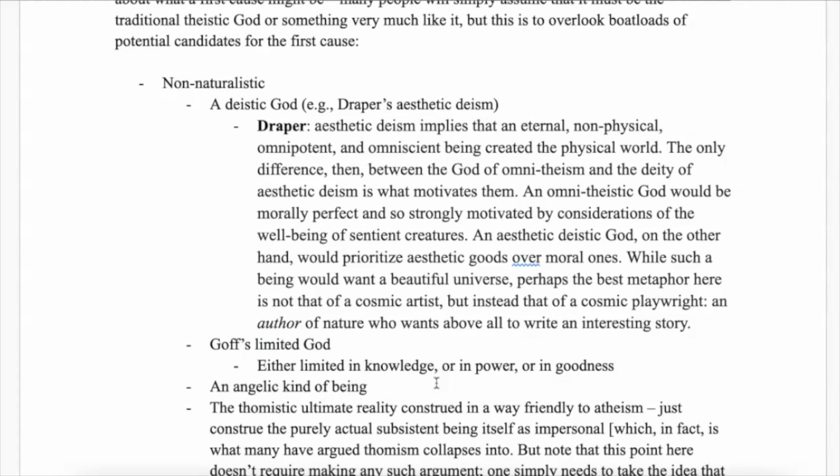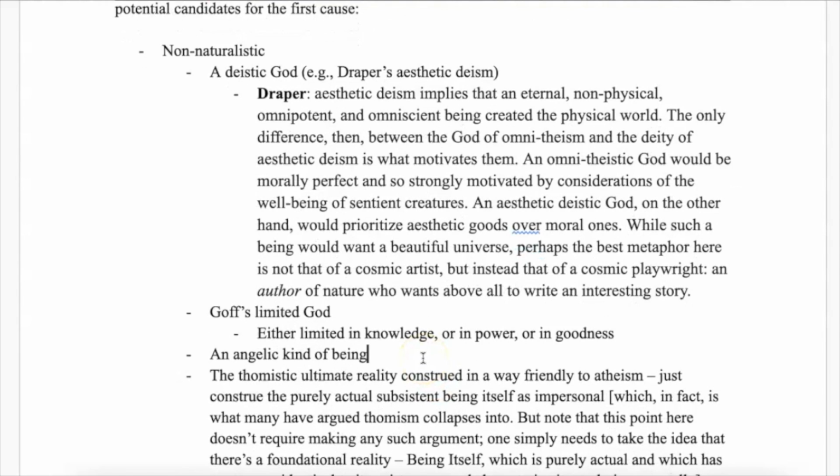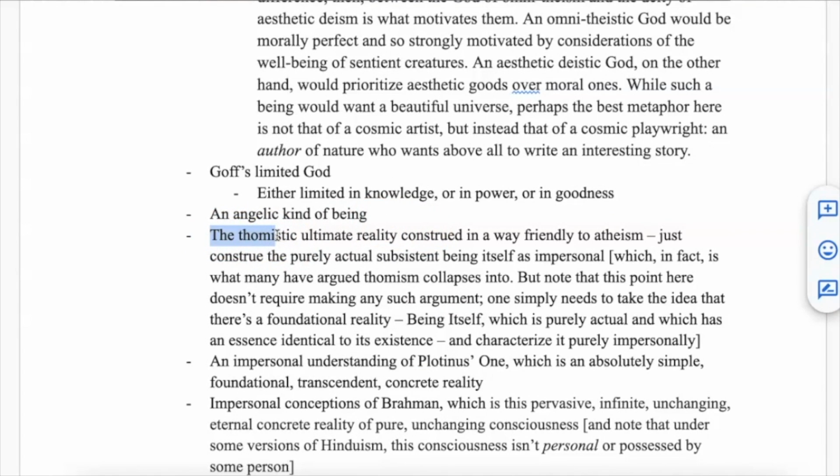On the non-naturalistic side, potential first causes also include angelic kinds of beings. Moreover, the Thomistic ultimate reality can be construed in a way friendly to atheism. Just construe the purely actual subsistent being itself as impersonal, which in fact is what many have argued Thomism collapses into. But note that this point here doesn't require making any such argument, right? One simply needs to take the idea that there's a foundational reality, being itself, which is purely actual and which has an essence identical to its existence, and simply characterize it purely impersonally. So that's yet another non-naturalistic candidate, a kind of atheistically construed Thomistic ultimate reality, which serves as the first cause.